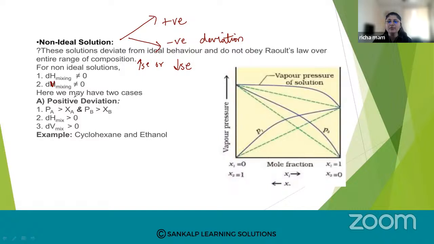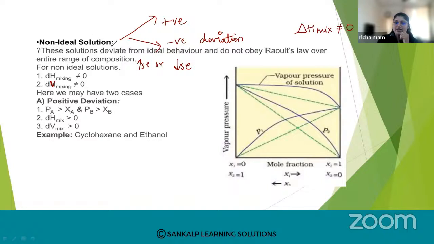And one more, the enthalpy change of mixing, that is the heat required and heat released, is not equal to zero. So external heat is required in this, not in the ideal solution. Enthalpy change of mixing of pure components is not equal to zero. So you have to write delta H mix is not equal to zero.